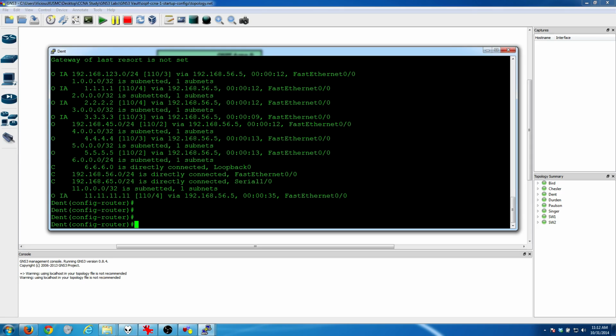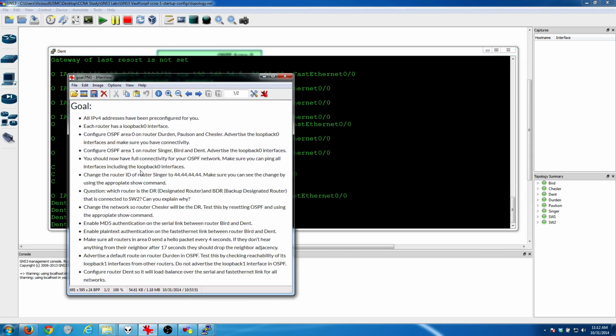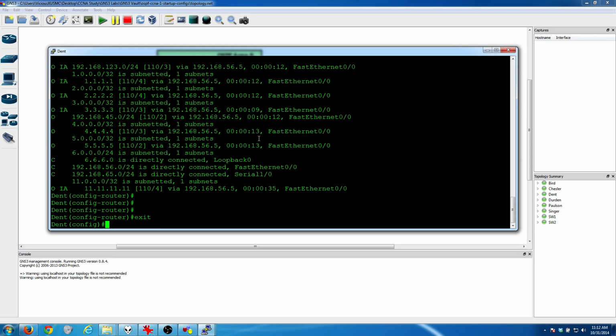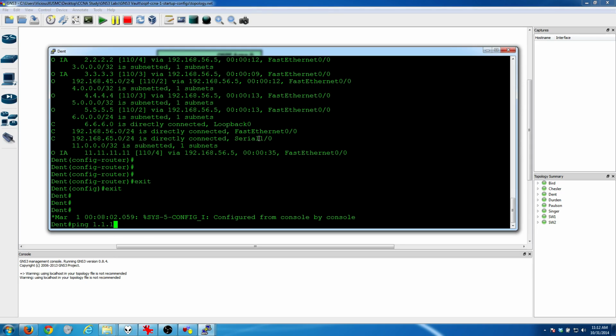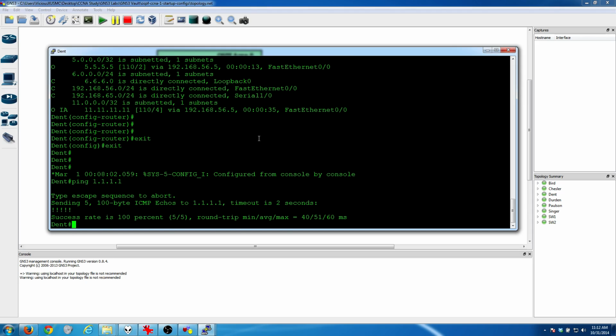And our goals, the next thing it tells us to do, now that we've configured area 1, we should have full connectivity. Make sure you can ping all the loopback interfaces. So let's get down to enable mode and ping a few of these loopback interfaces.